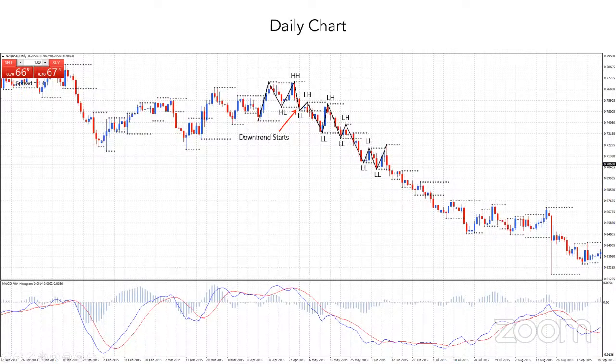Okay. So I think it's important, Nathan, for everybody to understand with trends, there's an ebb and flow. Price isn't always moving in the direction of the dominant trend.